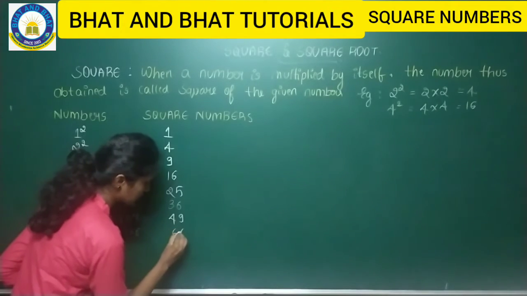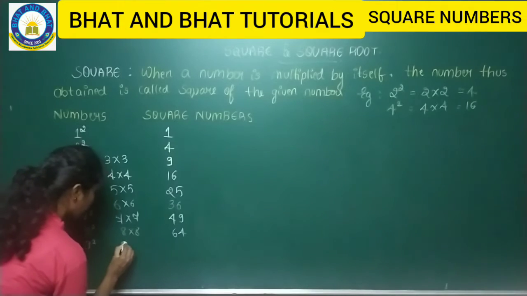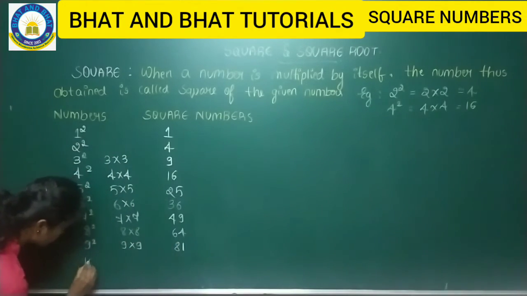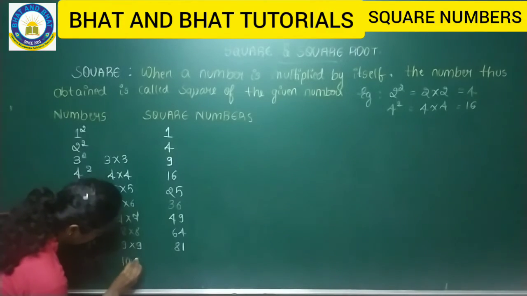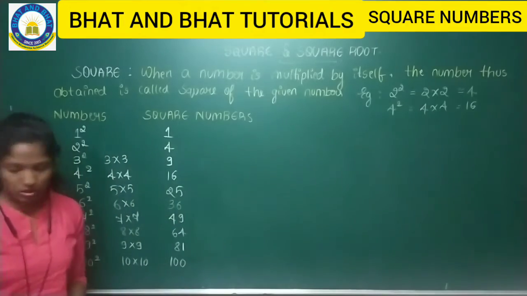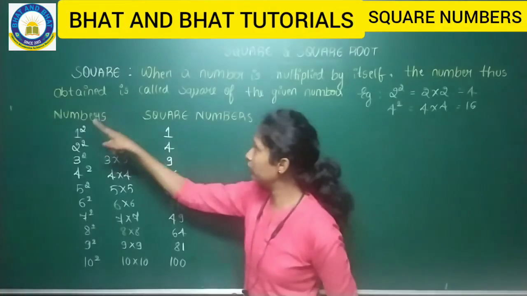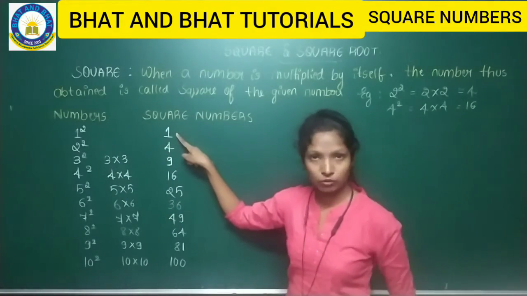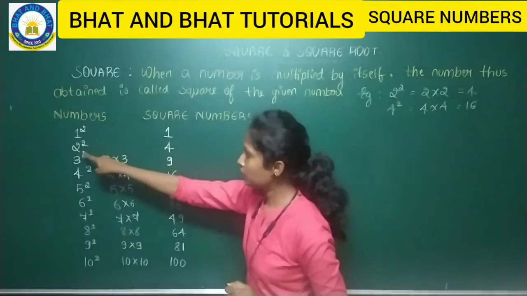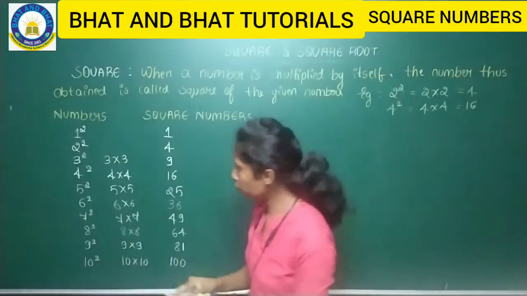8 eights are 64. So in the same way 9 square, 9 into 9, 9 nines are 81. In the same way 10 square, 10 into 10, 10 tens are 100. Got this? So now you can see the numbers are 1. For 1, the square number is 1 only, that is 1 into 1 is equal to 1. And the number is 2, and the square number for 2 is 4, that is 2 into 2.